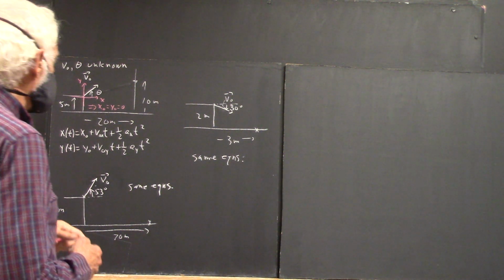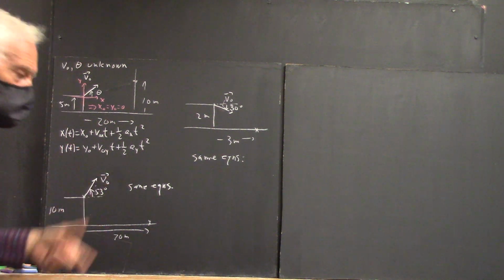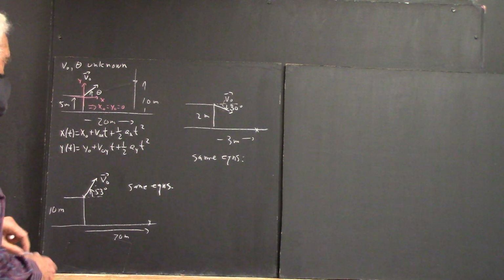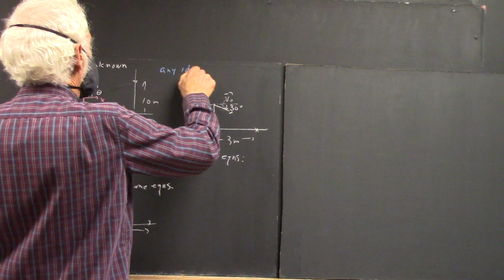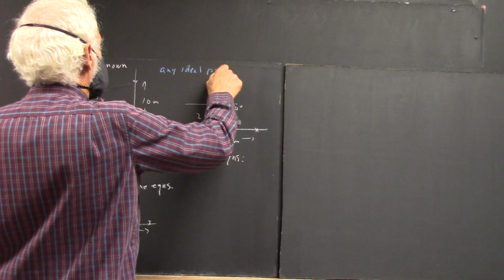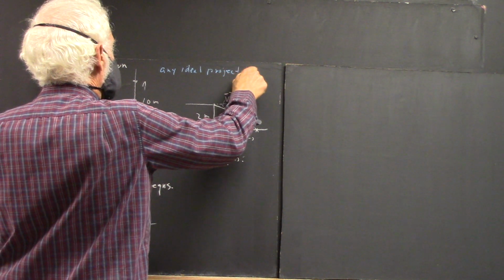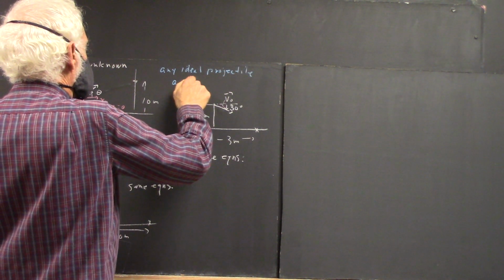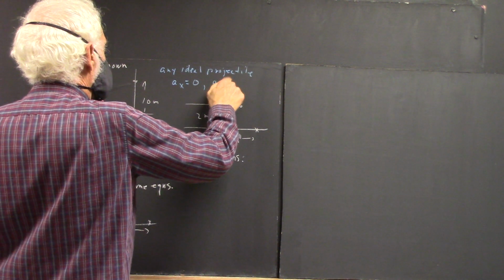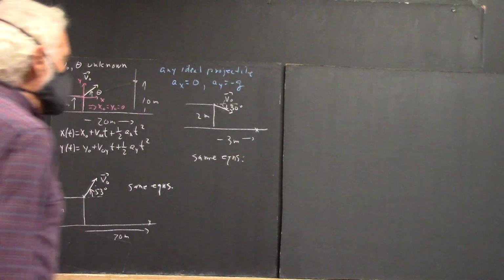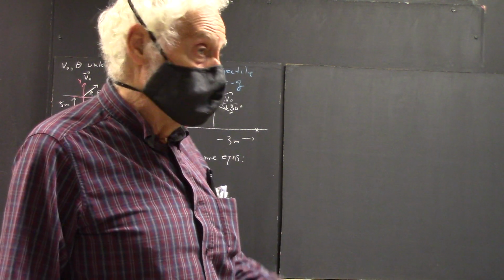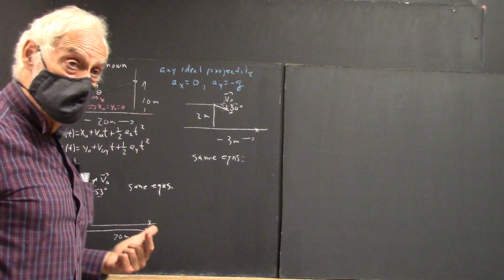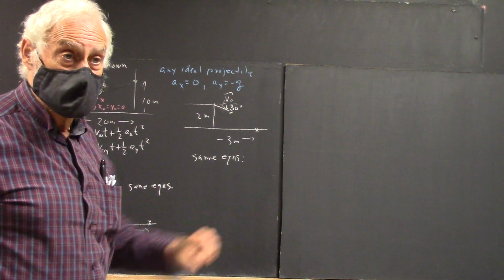Then a_x, well, for any ideal projectile, a_x is 0, a_y is negative g. Now, we've been over that many times. That's automatic. But you have to know why. If I ask you to explain, why is a_x equal to 0? Because we're neglecting air resistance.